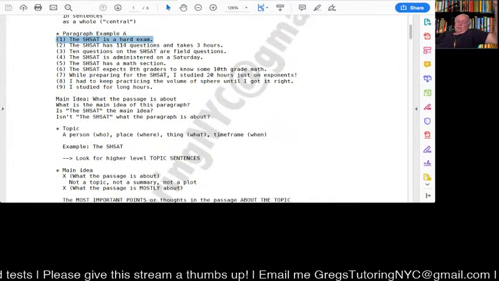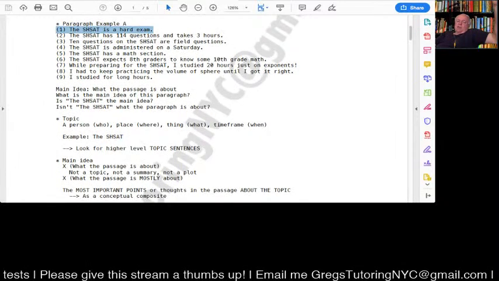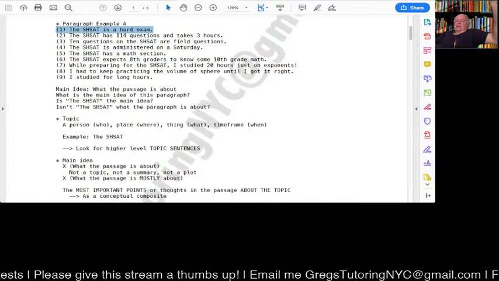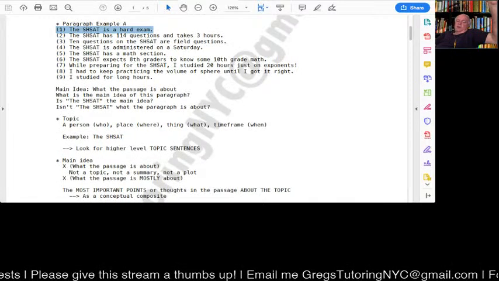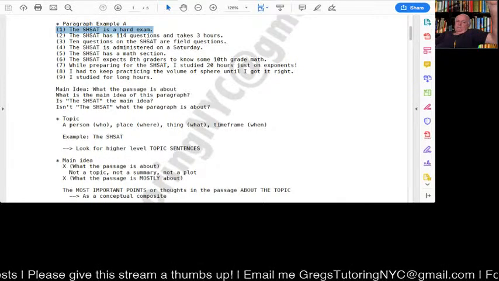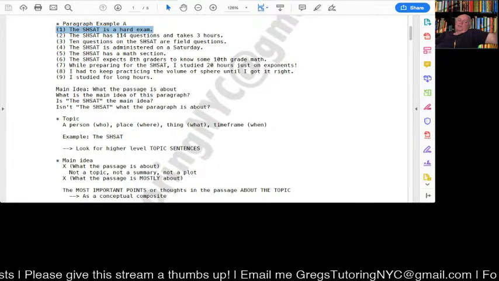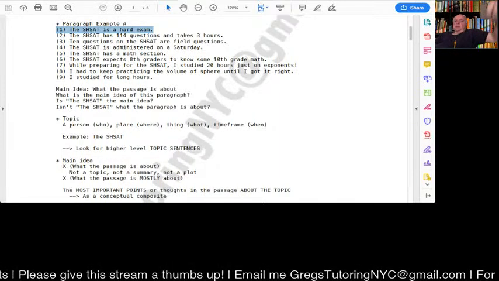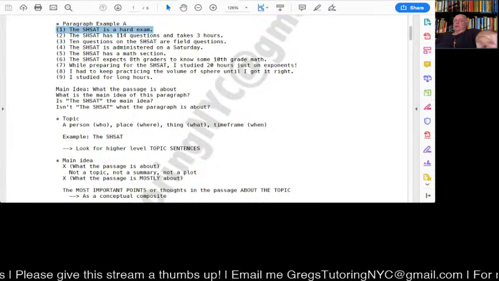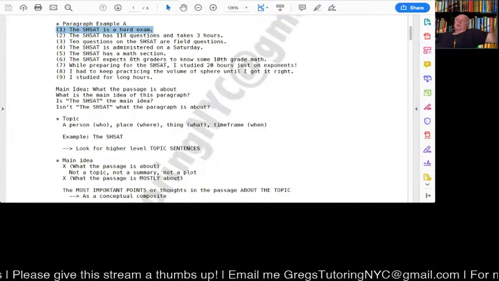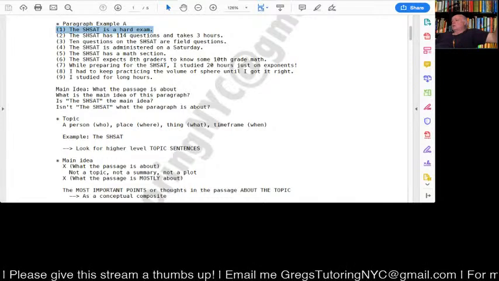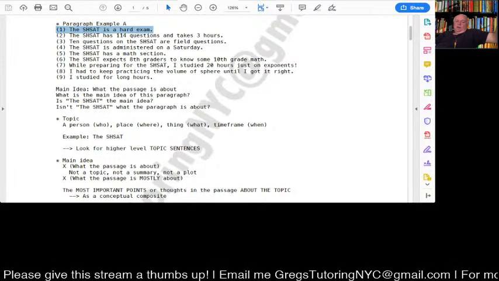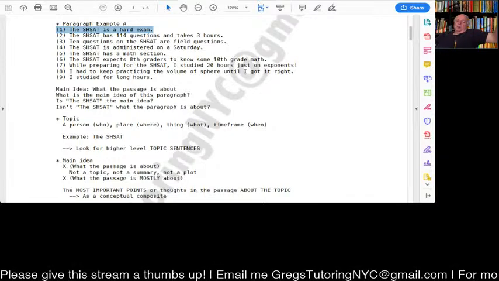Okay? So what we want to do is tie some of this together. So it's about the most important point that the author's trying to make with the topic itself. So it's not just the SHSAT. What about the SHSAT is the author trying to write here? The author's not telling us the SHSAT takes place on a Saturday, even though that's line number 4. And the author's not trying to just tell us there's a test here. Okay, the author's trying to say something specific about the SHSAT. What is the important point or the important thought here?